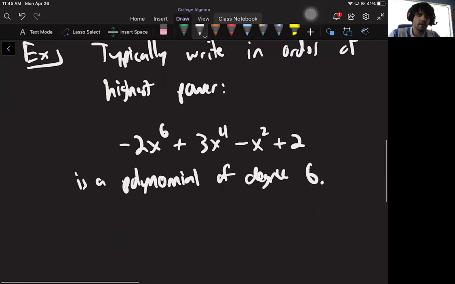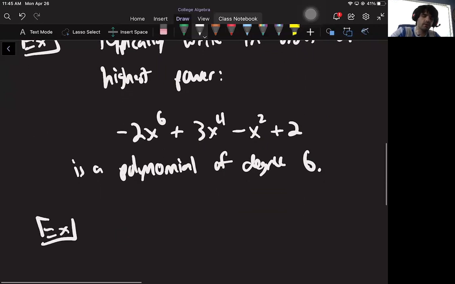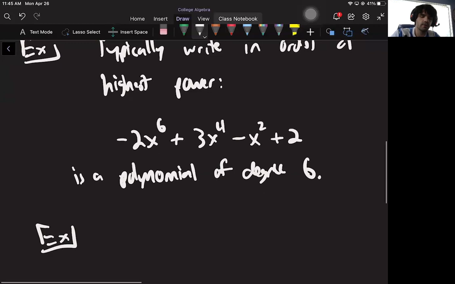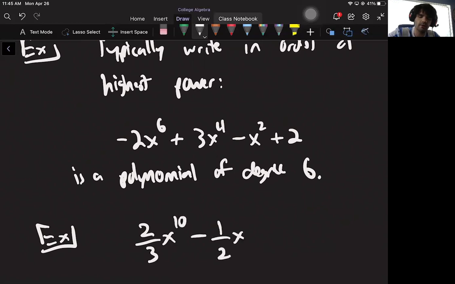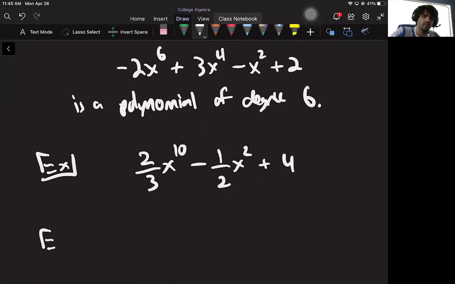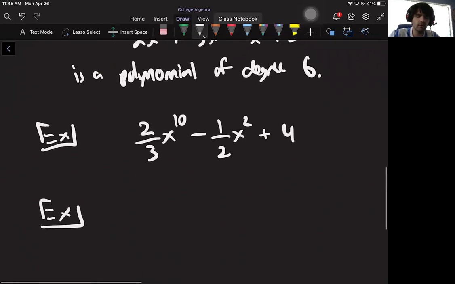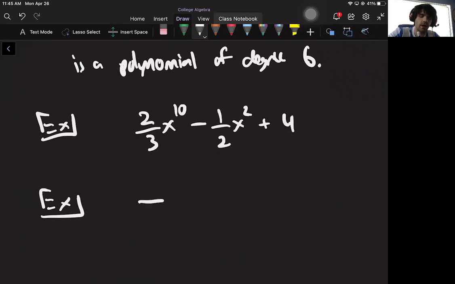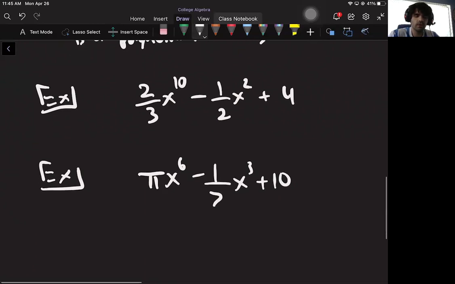So there's also nothing that says that it has to be whole numbers. It's just that whole numbers are nicer. So we use them, but you could be very annoying. So you could say like 2/3 x to the 10th minus a half x squared plus 4. It still counts as a polynomial. It's just slightly more annoying. You could even have weirder numbers that you might not remember. Some numbers like pi, those count as numbers too. So you could put that there.